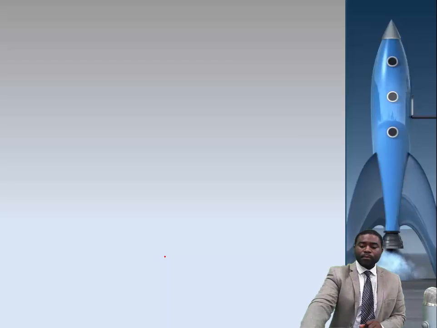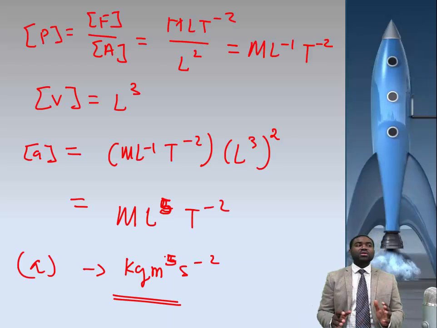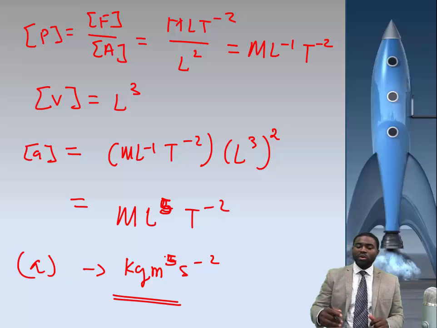How can you assume that it's in kilograms or meters? How do you know it's not in grams or centimeters? Good question. Because as a physicist and a science student, we are dealing with SI units. You understand, right? We are dealing only with SI units. So if something is given to you not in SI units, convert it to what? SI units.